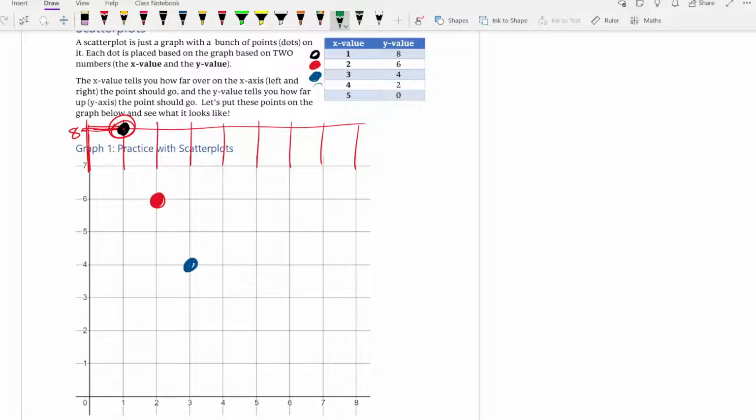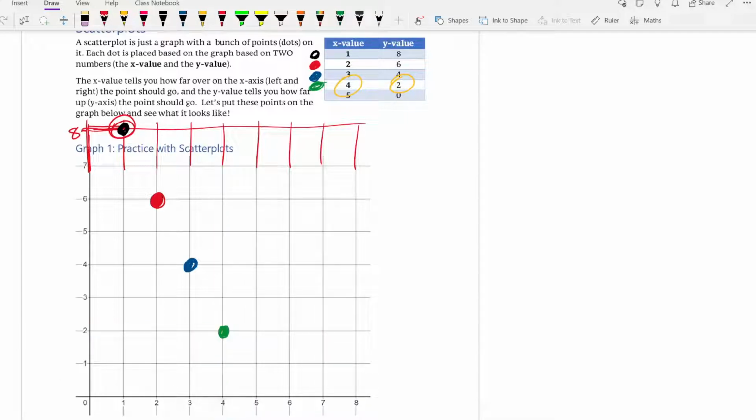And maybe I'll use green for this one here. This one has an x value of 4, which means that it's going to be somewhere on this line. It has a y value of 2, which means it's going to be somewhere on that line. And that means that this point has to live right here.